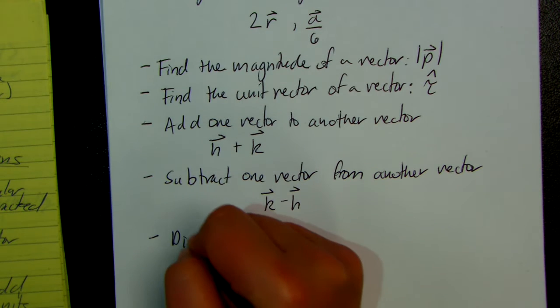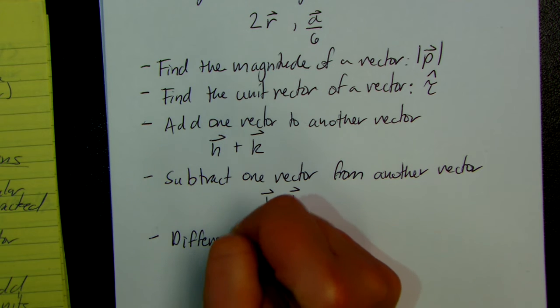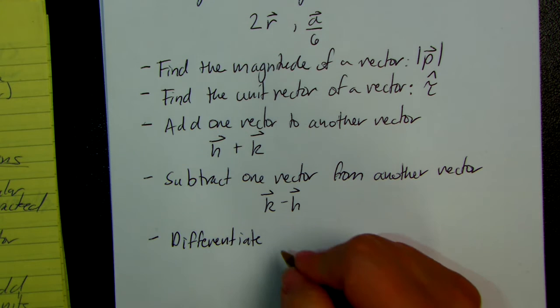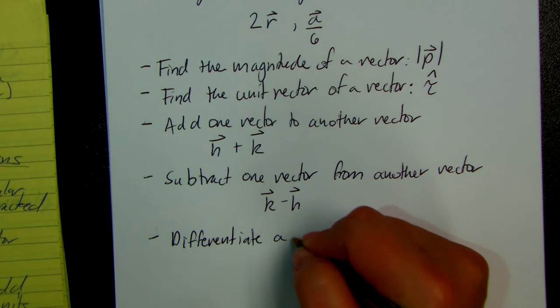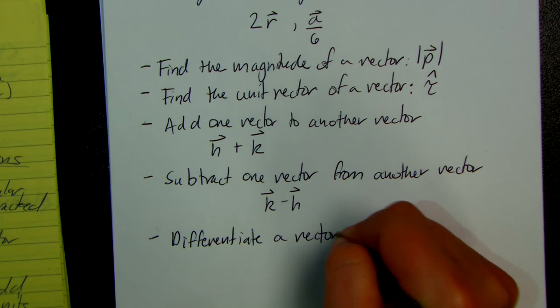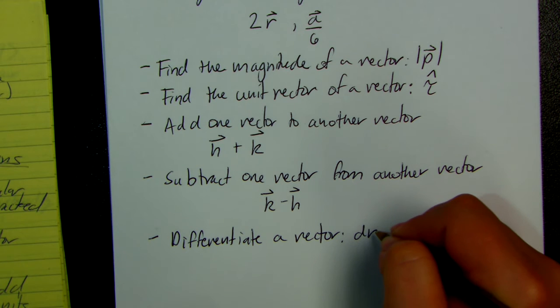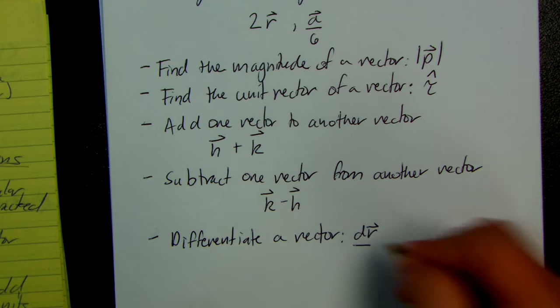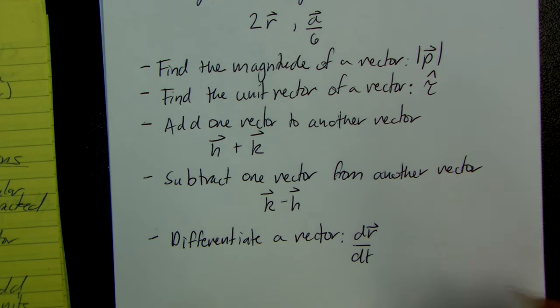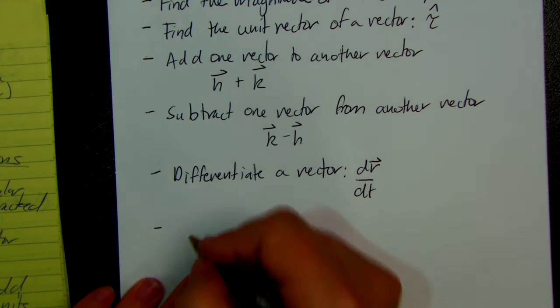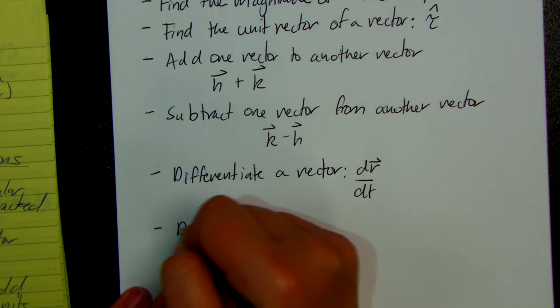You can also differentiate a vector, so you can take the derivative of a vector. If you take any upper level physics classes, like optics or modern physics, we do a lot of differentiation of vectors. We do maybe one or two in this class, if you're in the calculus version. So you can do dr/dt, looking at the time rate of change of the position vector.